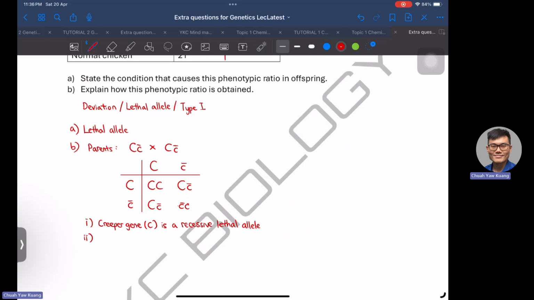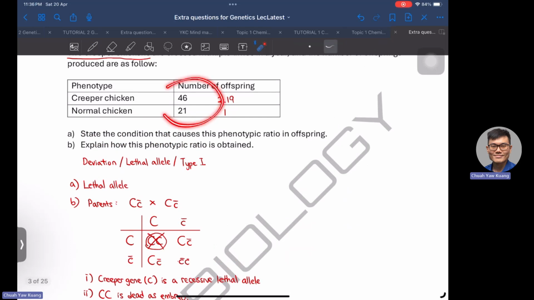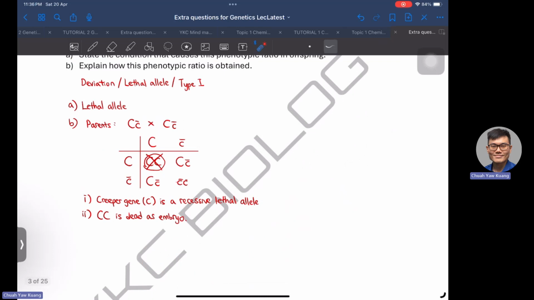The second thing that we can conclude is, of course, the homozygous dominant C will be dead as embryo. This is the second thing that we can confirm. So these C, it will not contribute to the ratio in the offspring. You won't see them in the ratio of the offspring. That's the reason.